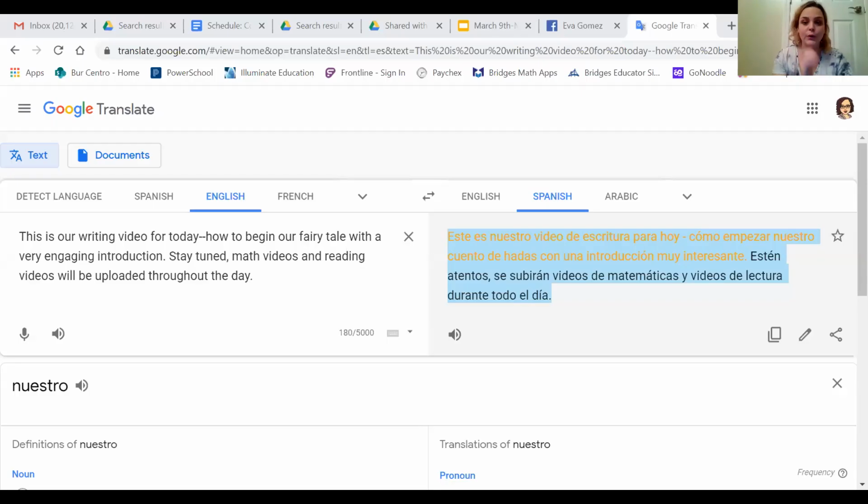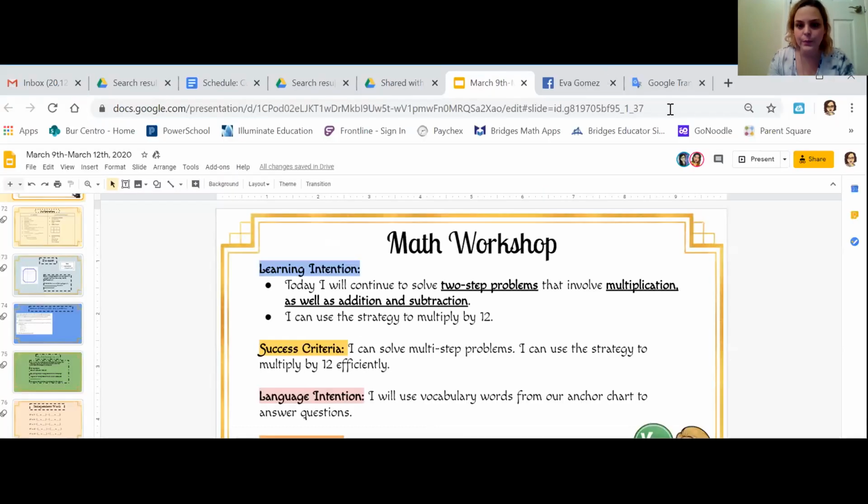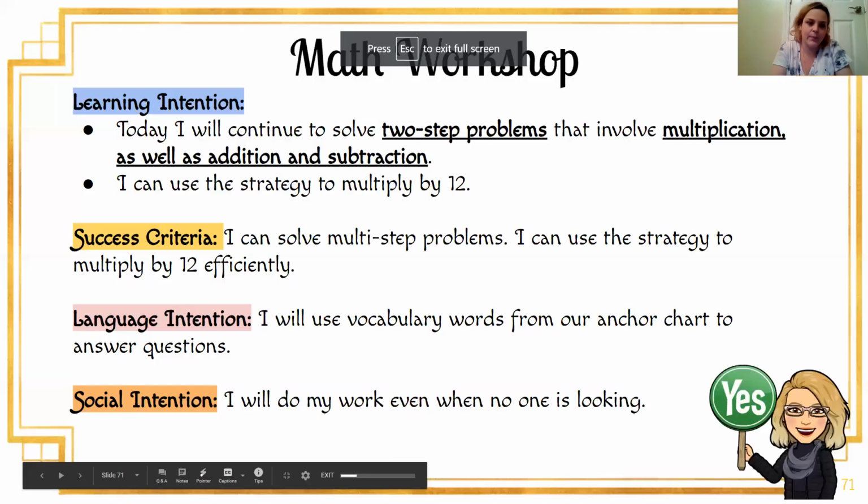This is going to be our math workshop lesson. I'm going to be sharing my screen with you in a second. Okay, so I'm going to go to our Google Slides. We're going to start with, like we usually do, our learning intentions. Here we go. And our learning intentions for today, for math workshop.